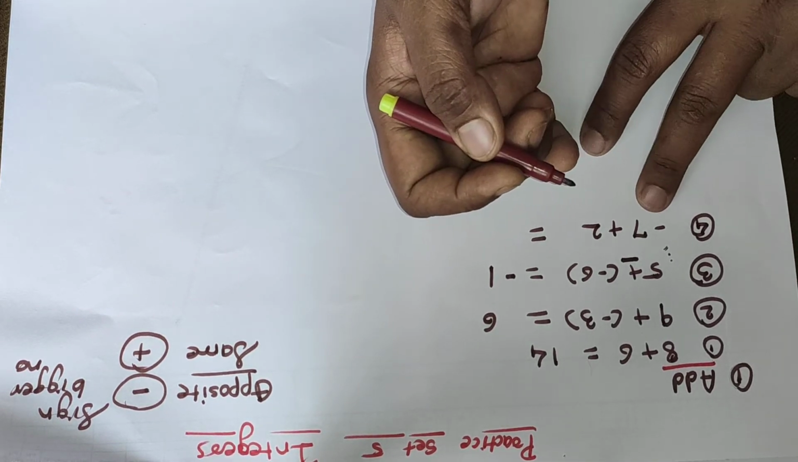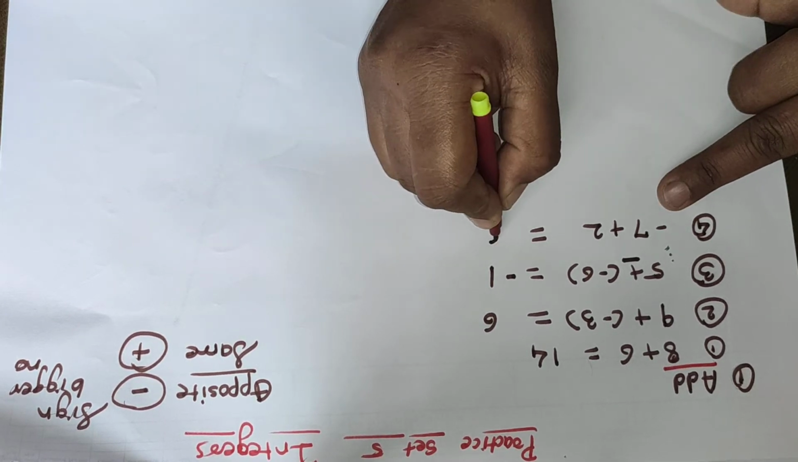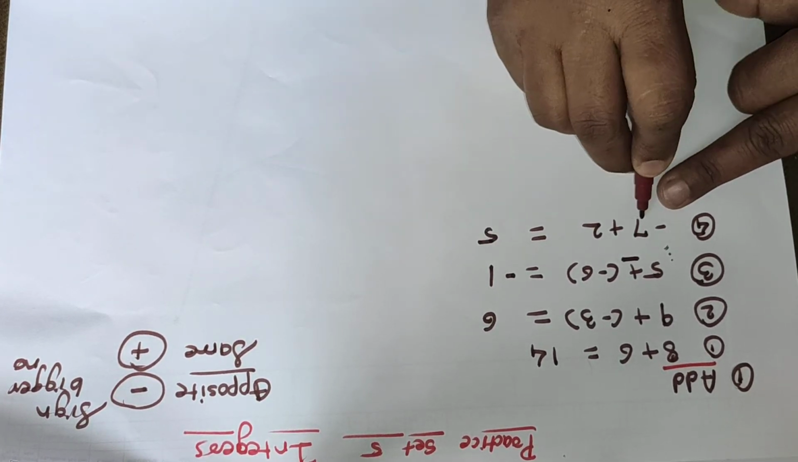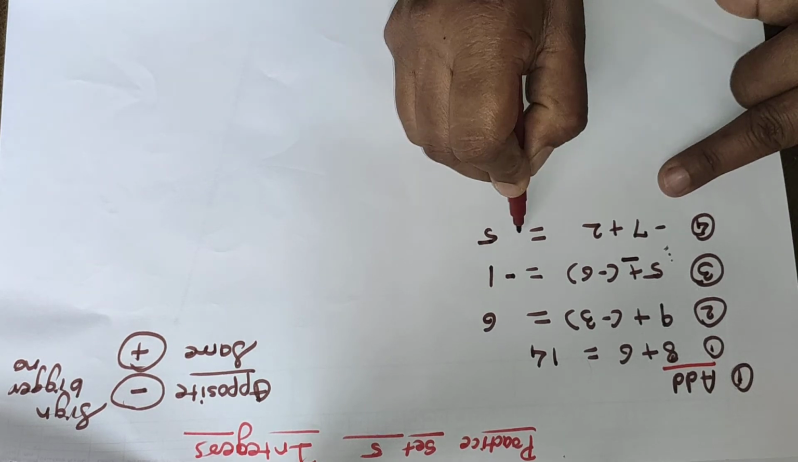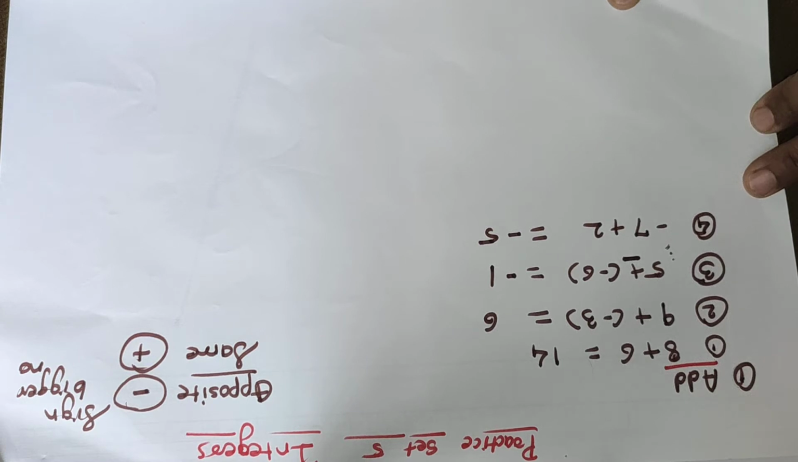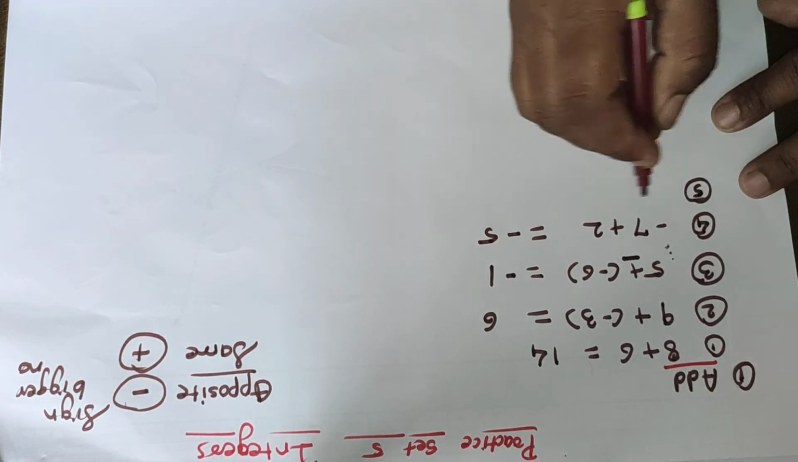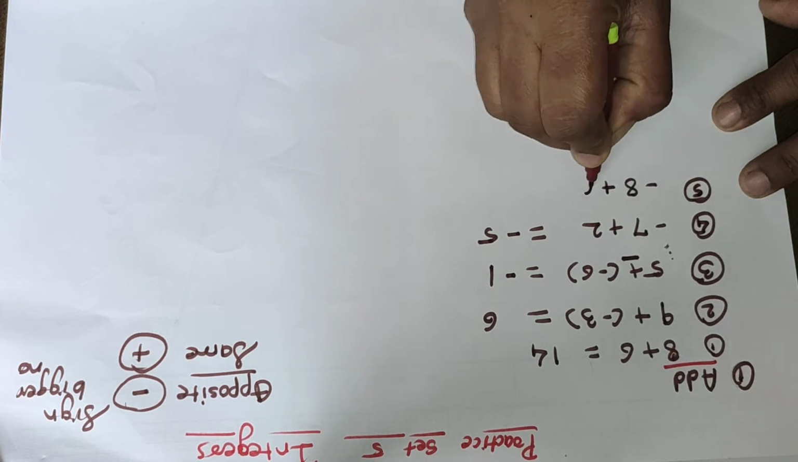If signs are opposite, subtraction. So the bigger number is 7. 7 minus 2 is 5. Okay, and the bigger number is 7 and its sign is minus, so we will get the answer minus 5. Okay, now fifth example, example number 5. Here minus 8 plus 0.